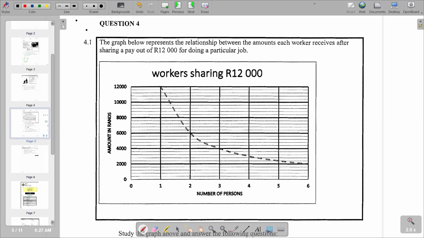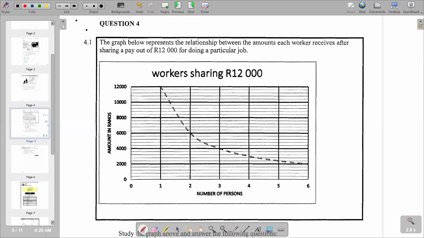In this video, we're going to look at a typical examination question. We are going to start on 4.1, where our question reads: the graph below represents the relationship between the amounts each worker receives after sharing a payout of 12,000 rands for doing a particular job. So you are given a graph of workers sharing 12,000 rands.